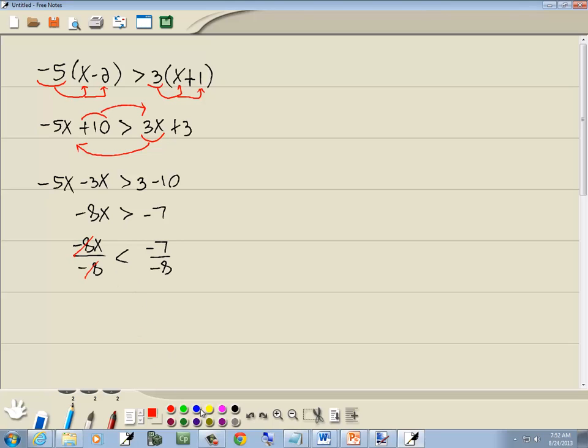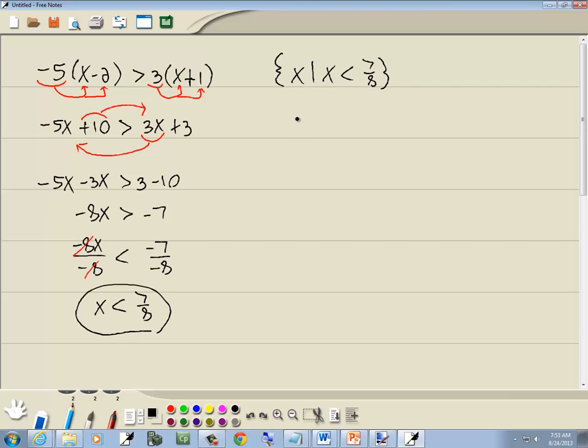Negative 8s cancel. And we've got x is less than, these negatives cancel. We've got x is less than 7/8. Set builder notation. You put curly brackets around it, x with a vertical bar. And how you read that is that's the set of all x values such that x is less than 7/8.